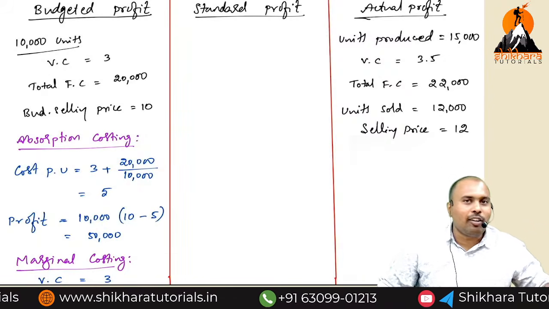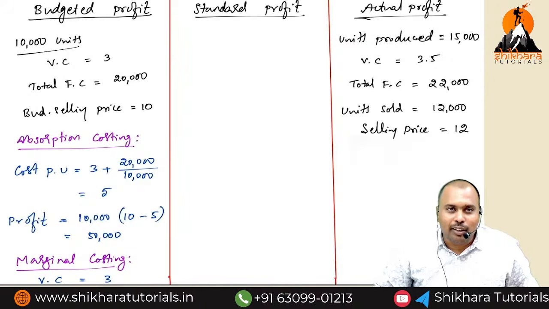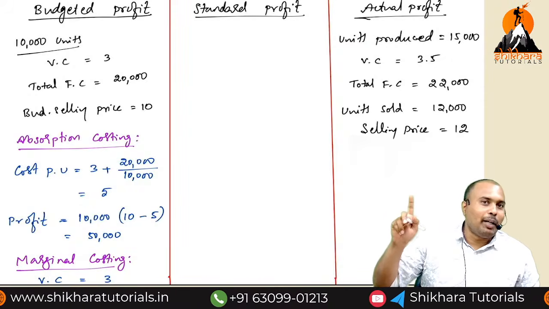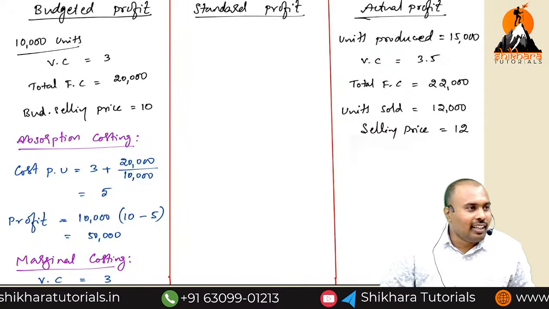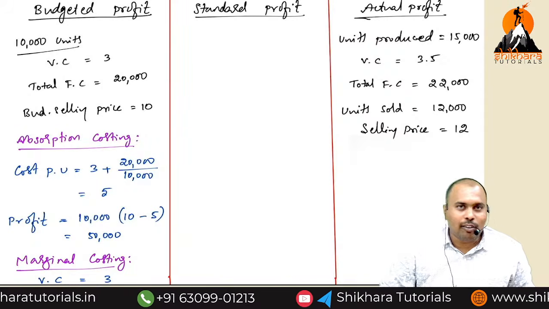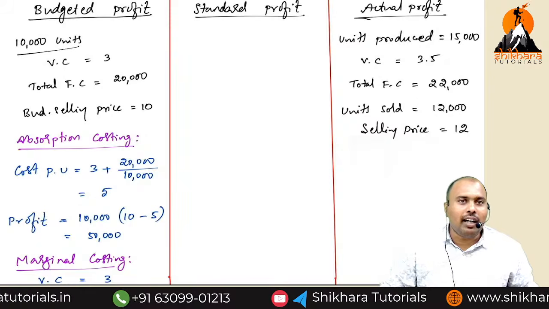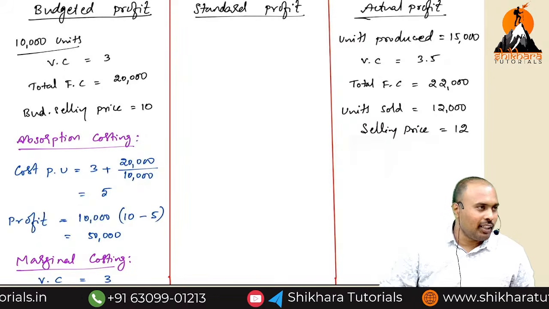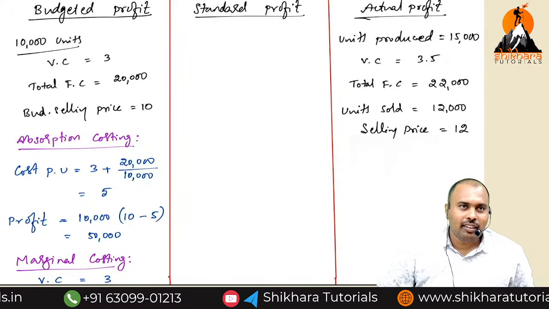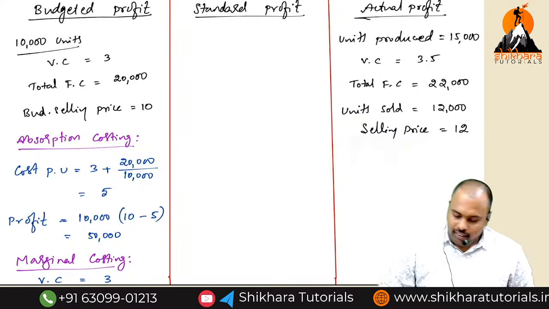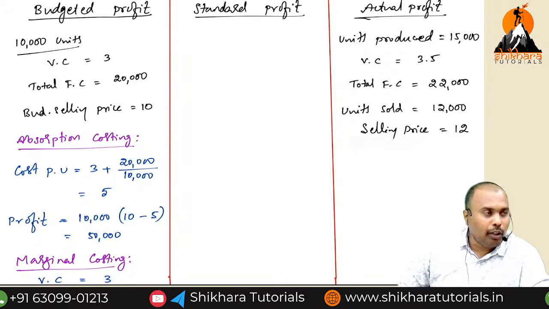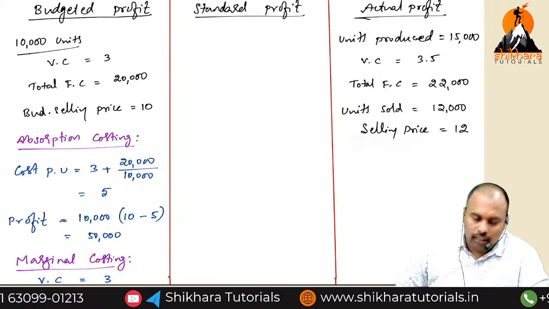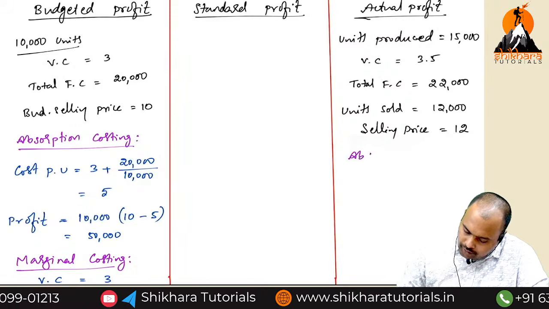I underestimated and thought I can sell only 10,000. But I'm able to sell 12,000 units even after increasing the price. Got it right? That's what, when demand is coming, definitely we have to increase the price. Understood, right? Okay. Now let us calculate actual profit under both absorption costing and marginal costing. Now, absorption costing.